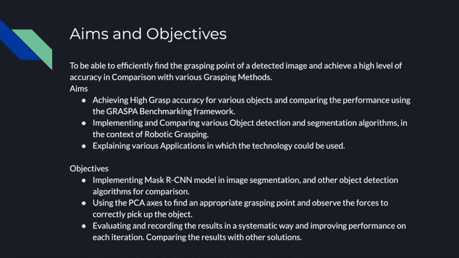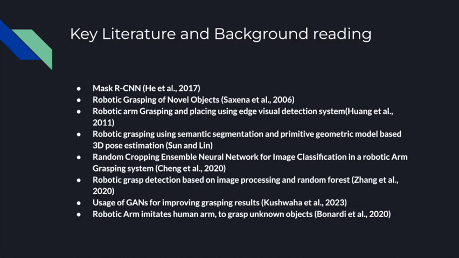The objectives include implementing Mask RCNN in image segmentation and other object detection algorithms for comparison, using the PCA axis to find an appropriate grasping point and observe the forces to correctly pick up the object, evaluating and recording the results in a systematic way and improving performance on each iteration, comparing the results with other solutions too.